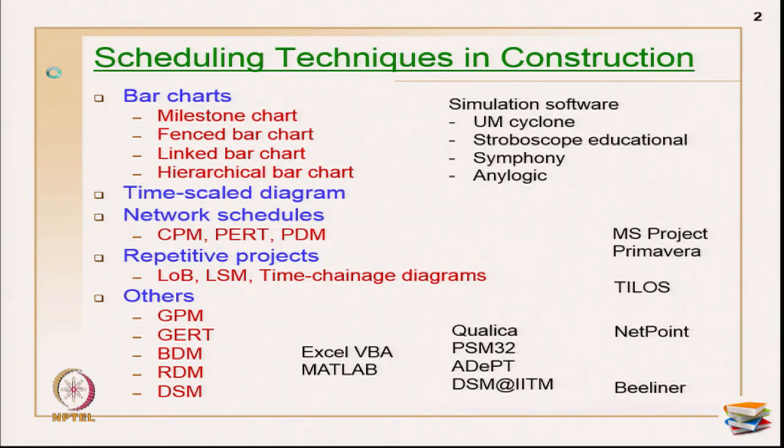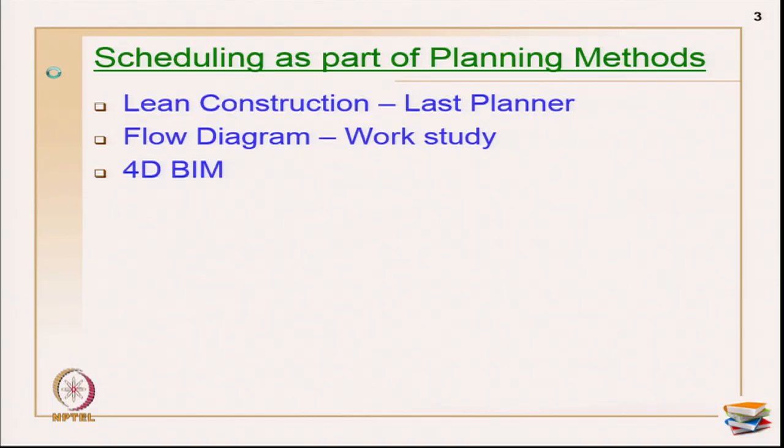So far we have discussed a few techniques which are primarily for scheduling aspects, and we have also seen what software can help. But I am not going to cover more details on software because it is only a course on scheduling aspects. Now, there are some planning methods which can also assist in scheduling. Under that category there are a few methods. One is lean construction or last planner. The next one is flow diagram. Under flow diagram, there are many techniques like data flow diagram, IDEF0 and so on, a flow process diagram, etc. And one method in that is work study.